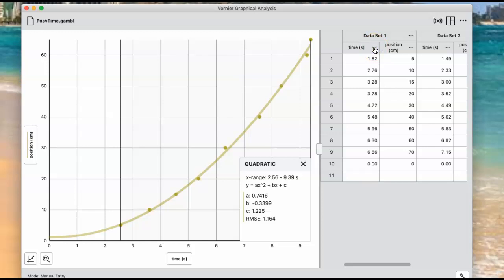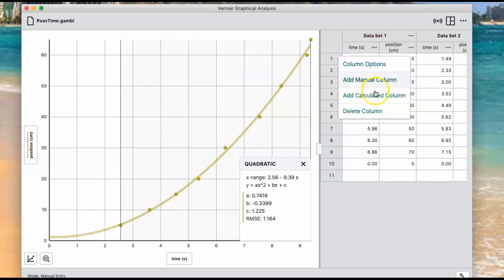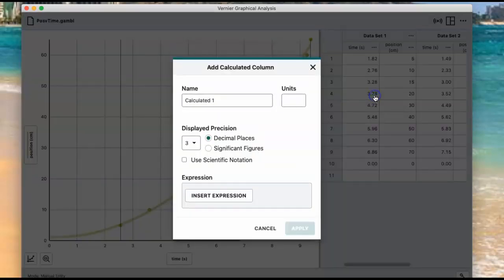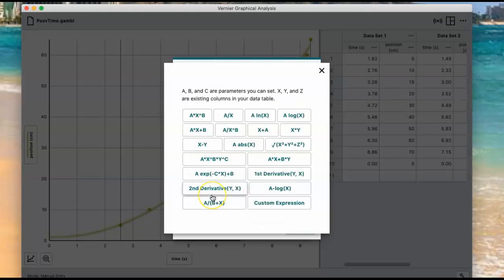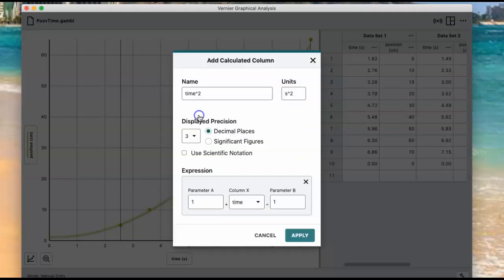So if you do that, if you hit these three dots and go to add calculated column, and then I'm going to call that time squared. And then the units would be seconds squared, because if I'm squaring the numbers, I have to square the units also. And then I'm going to go to insert expression, and then I'm going to pick the one that I want. I think it was this one, just there's no constant a, so no constant, and then time is going to be squared.